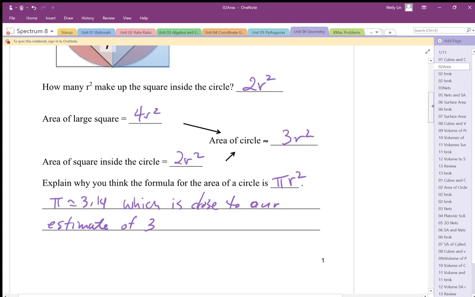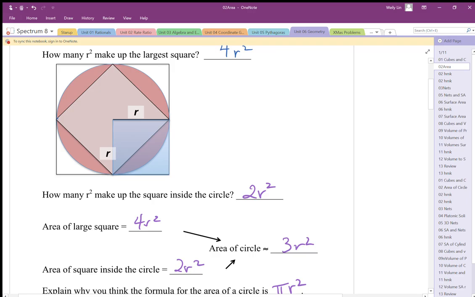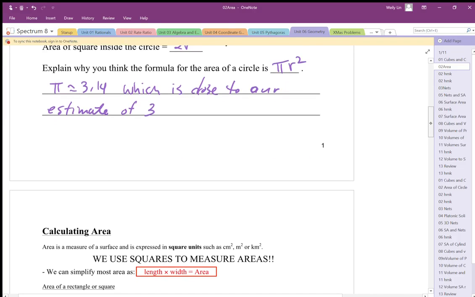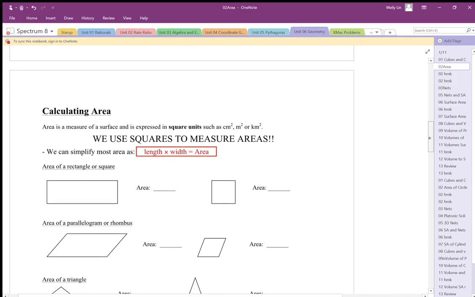That's not too bad. If we look at it a little more closely, if your eyes are seeing what I'm seeing, that inside is a little bit more than the outside, which means it's going to be a little bit more than 3. That even further justifies pi as a reasonable amount of r squared to fit into that circle.